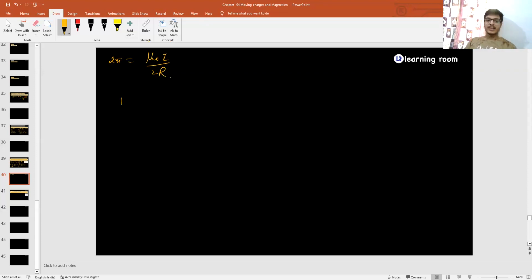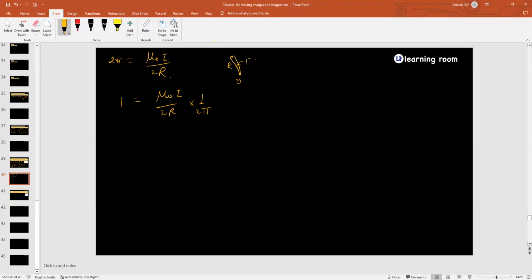So for unit angle, if you want to calculate the magnetic field due to 1 degree angle at the center, if I make it straight, like this something is there. This is making 1 degree angle, this is the length where current is there, this is the radius, and this is the center O. So for this 1 degree angle by unitary method, what will it be? Mu naught I by 2r into 1 by 2 pi. Everyone agree or not? Yes, sir.